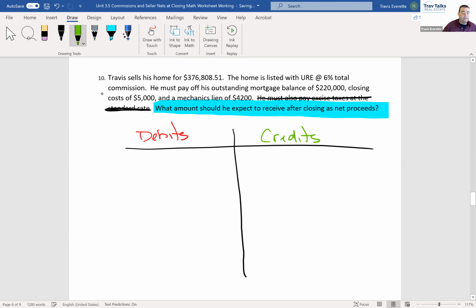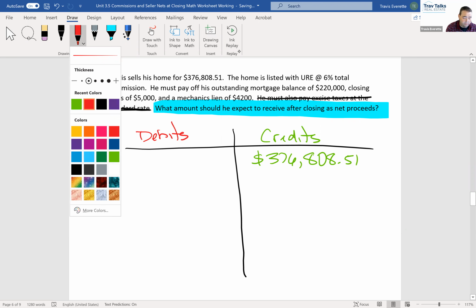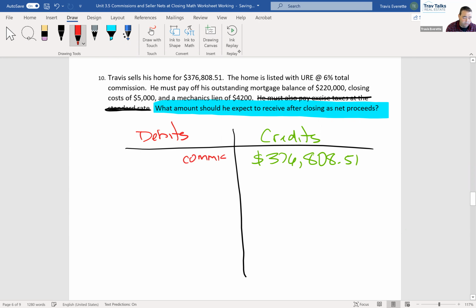Okay. Travis sells his home for $376,801.51. That sounds like a credit to me. That's good. That's money coming in for Travis. So $376,808.51. That's a credit. The home is listed with URE at a 6% total commission. Well, that's going to be a debit for that commission. So let's go ahead and put a placeholder here for ourselves. Okay. But let's do the math.